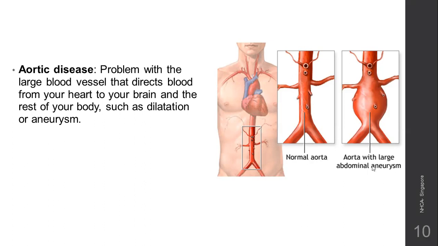This kind of dilation, you can see, this is a normal aorta. This is an aorta with a large abdominal aneurysm. This happened in the abdomen. The same situation can happen in the brain, and it can lead to stroke, hemorrhagic stroke, and so on. So there is an issue with the elasticity of the aorta, because of which it expands, and over a period of time, if it keeps expanding, it may burst open, and that is a very critical situation.